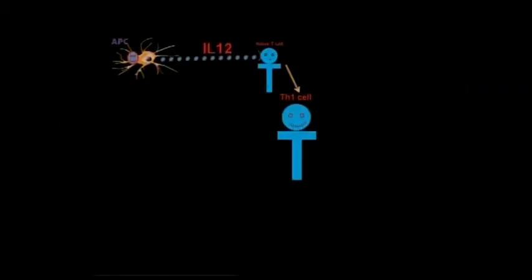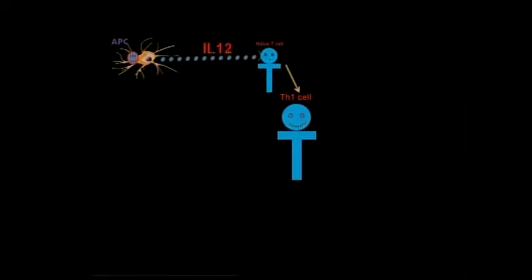This interleukin 12 specifically stimulates the T helper cells. These T helper cells are in the form of naive T cells, naive T helper cells. Naive means they do not know anything. They do not know what they want to do in the future. When interleukin 12 binds to its receptor on the naive helper T cell, it undergoes the activation process. In the activation process, the naive T helper cell is converted into a Th1 cell, T helper 1 cell.